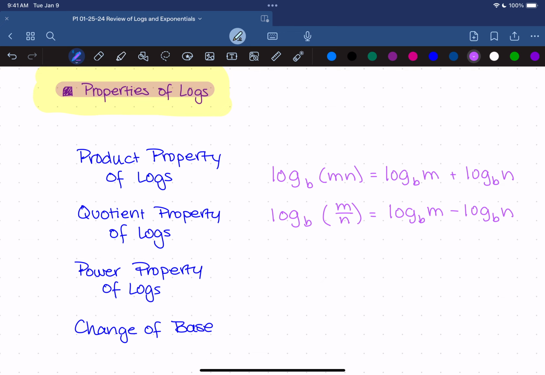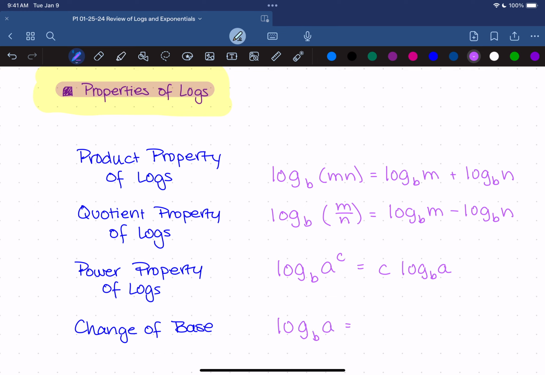The power property, oh goodness, that is log base b of a to the c. So if you have a power on your entire argument, you can pull that exponent out in front and multiply it by the log. And then finally, the change of base formula, let's see here, we get log base b of a.